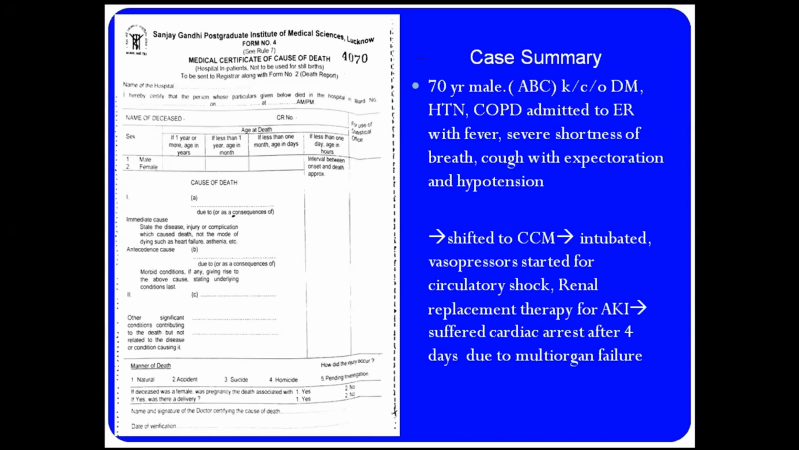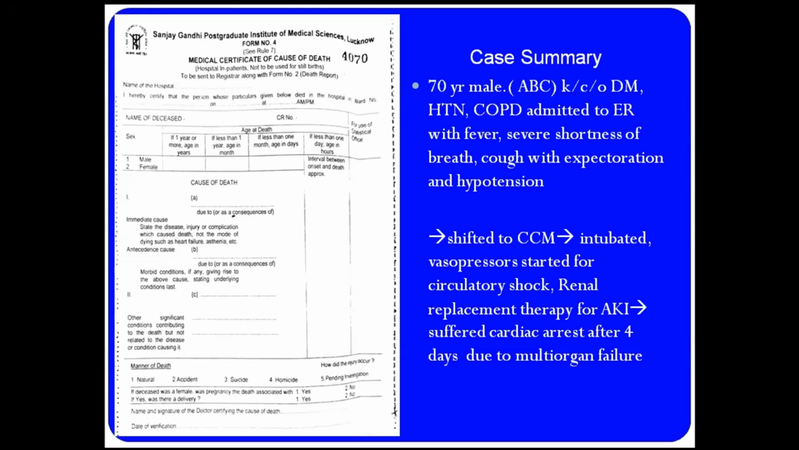This is just a case summary: a 70-year-old male, known case of diabetes, hypertension, COPD, admitted to emergency with fever, shortness of breath, cough with expectoration and hypotension. The patient worsens in the emergency, is shifted to critical care medicine, reaches the ICU, and is intubated. Vasopressors are started for circulatory shock, he suffers AKI, renal replacement therapy is started, and after 4 days of ICU stay, he suffers a cardiac arrest due to multi-organ failure.